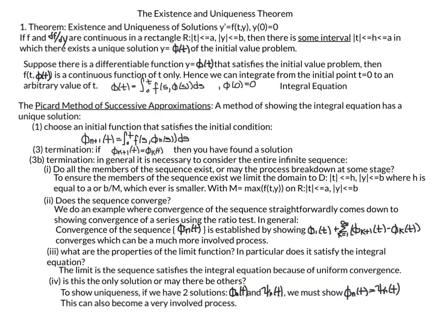The short answer to the first question, do all the members of the sequence exist? We say that to ensure the members of the sequence exist, we limit the domain to the absolute value of t less than or equal to h, and the absolute value of y less than or equal to b, where h is equal to a or b over m, whichever is smaller, with m equal to the max of the derivative on the rectangle that was given where f and df dy are continuous.